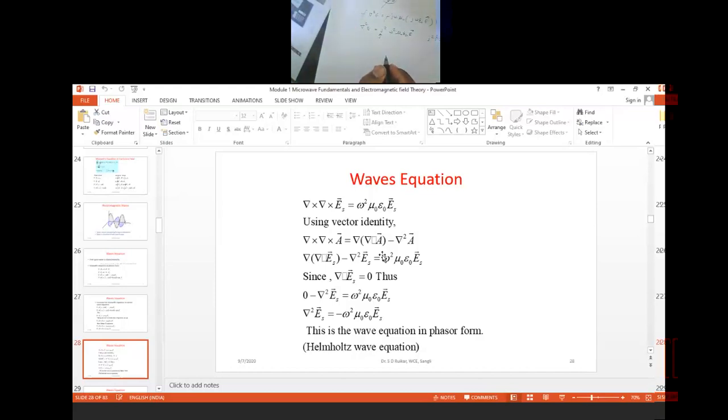Under root of j, okay, so this one we consider the value 1 plus 1 j, so that's why j square is equal to minus 1. So what does our equation become? Del square E is equal to what? Minus omega square mu 0 epsilon 0 E. Okay, this is our wave equation in terms of what?